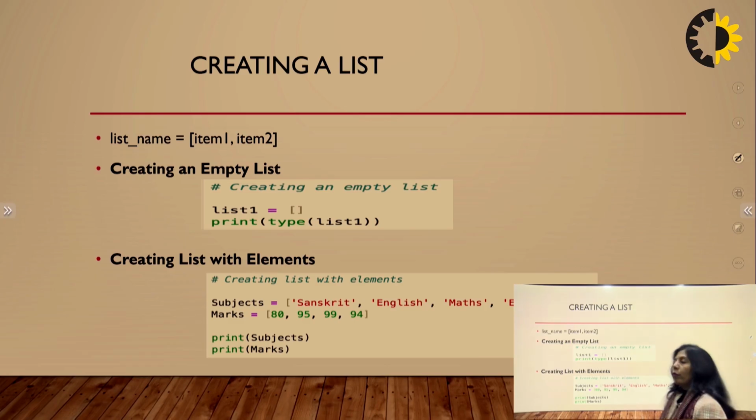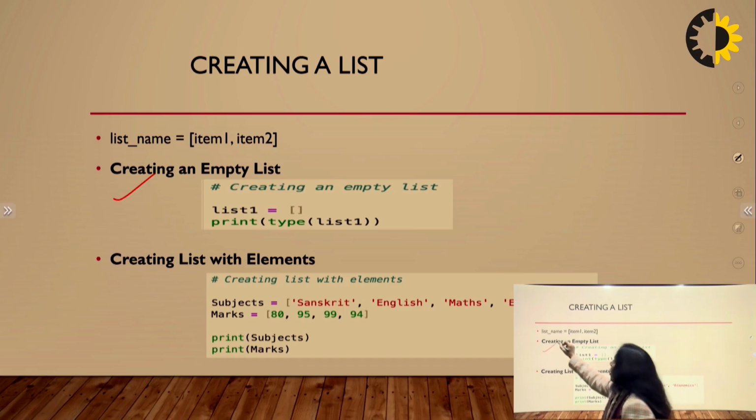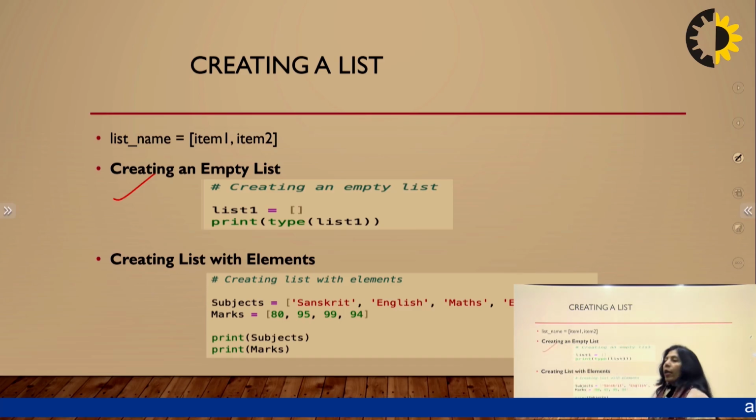So let's first see how we are going to create a list. There are multiple ways to create a list. The first way is to create an empty list. An empty list can be created just by declaring a variable with empty square brackets. The list is always represented by the square brackets.